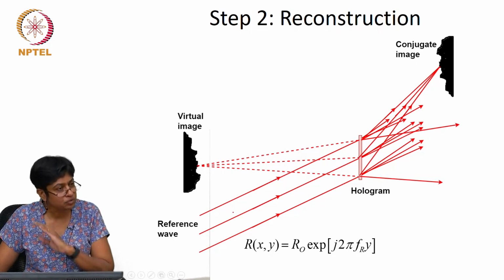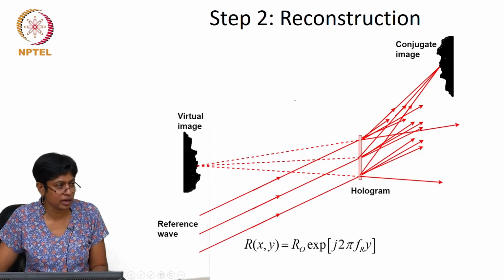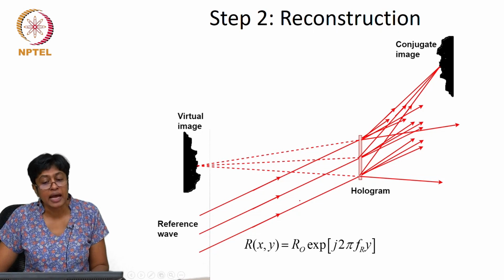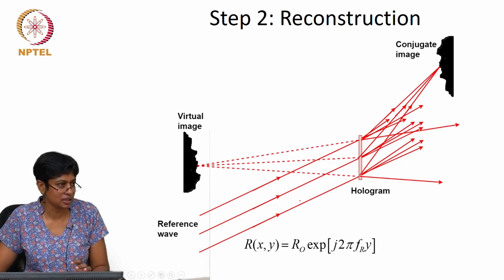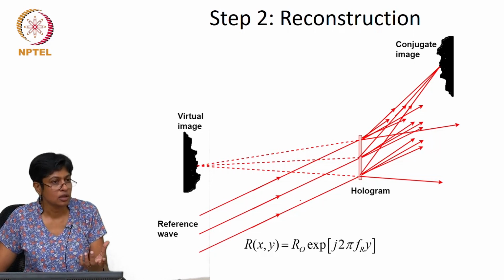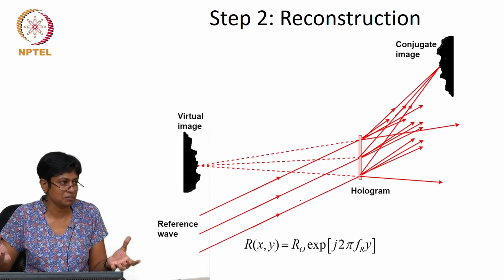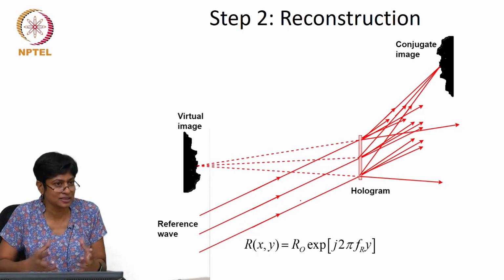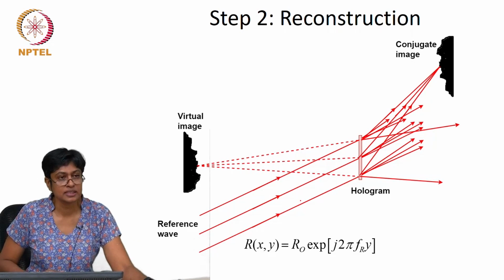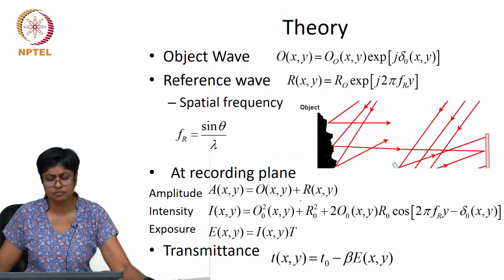So, we've removed the entire setup that was used for recording, and we now illuminate this hologram with this reference wave. And what happens in the reconstruction process is you will end up getting an image of the object. Okay? And it's a three-dimensional image of the object because it contains the depth information. So, let's see how that happens.